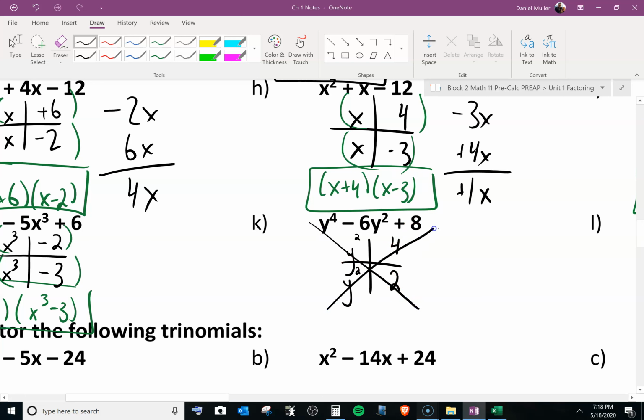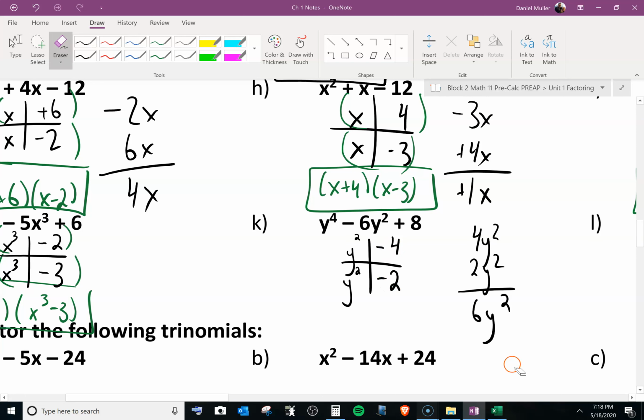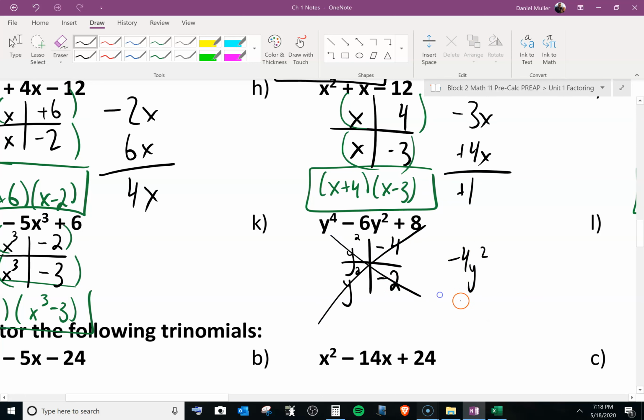And I know my diagonals. It's going to be 2y^2 and 4y^2, which gets me 6y^2, which is not what I need. See, 4y^2 and 2y^2 gets me 6y^2, but I need a negative 6. And so if that's the case, I can change the symbol. Instead of a positive 4, I'll do a minus 4. Instead of a positive 2, I'll do a minus 2. Now my diagonals are negative 4y^2 and negative 2y^2, which add up to negative 6y^2.